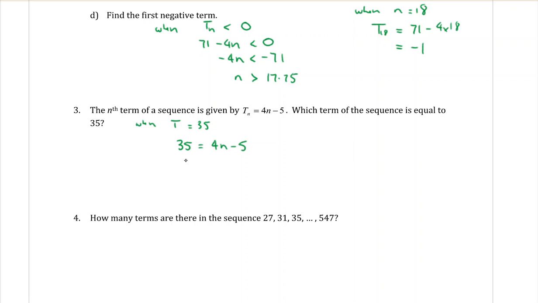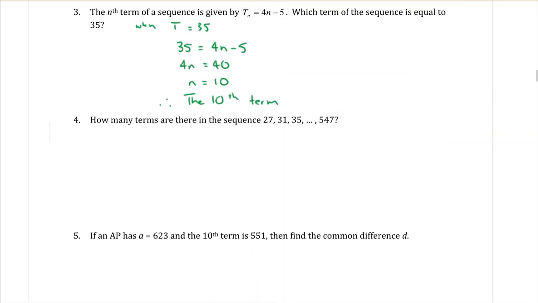Add 5 to the other side, 4n equals 40, and dividing by 4, we get n is equal to 10. Nice whole number because it is a term of that sequence. So that means the term that we're after, the 35, is the 10th term. You can double check that if you're ever in doubt. If you sub 10 back into here, 4 times 10 is 40, minus 5 is 35. We get our number back again.